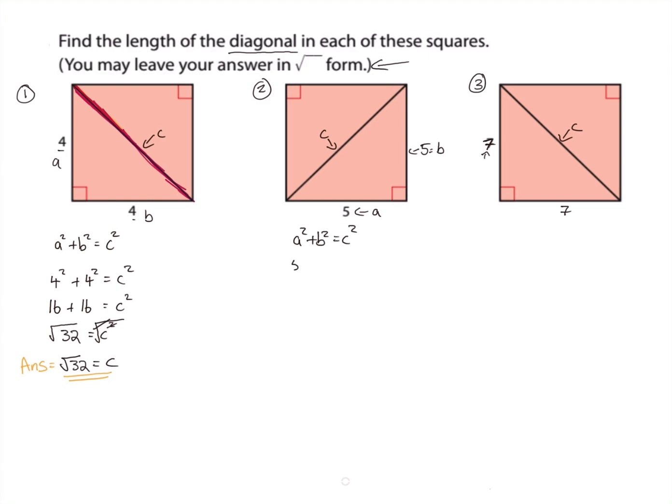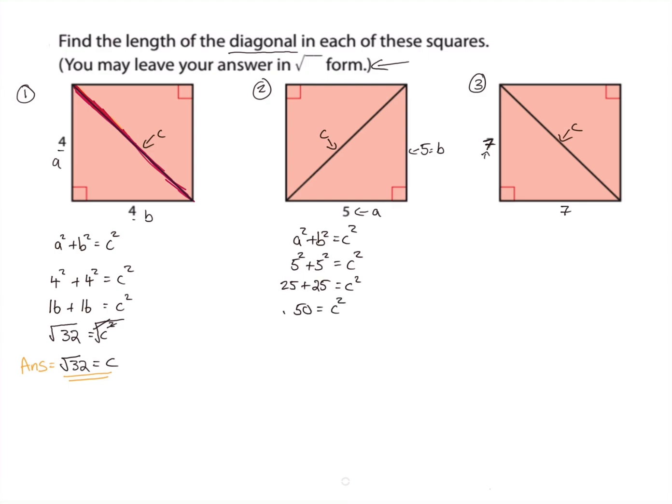A is 5, so that's 5 squared. And B is also 5, so that's 5 squared. Equals C squared. 5 squared is 5 multiplied by 5, which is 25. Plus 5 multiplied by 5, which is 25. Equals C squared. So that is 50 equals C squared.